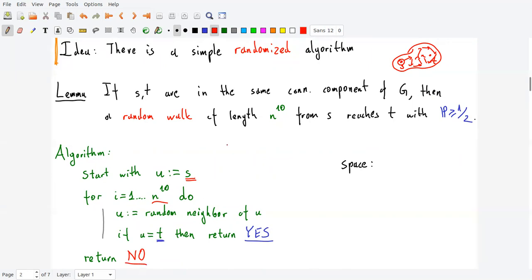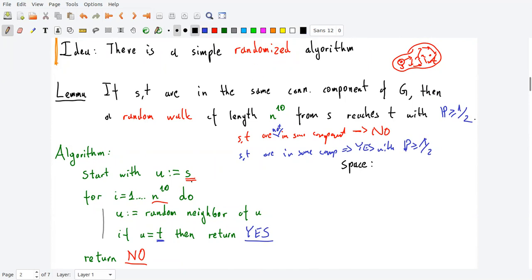So this algorithm, if S and T are not in the same component, will always answer no. And if S and T are indeed in the same component, then it will answer yes with probability at least half, just from this lemma, because from the lemma it follows that T will be reached with probability at least half. So this is a one-sided error randomized algorithm.